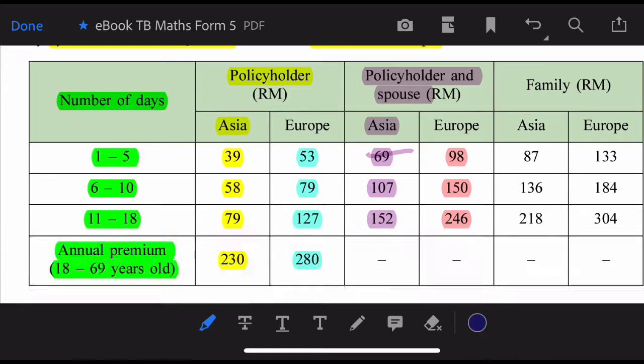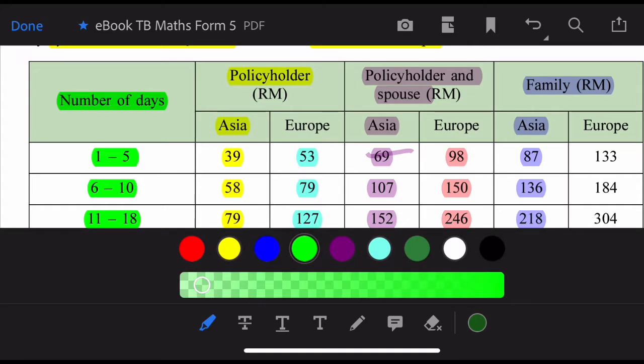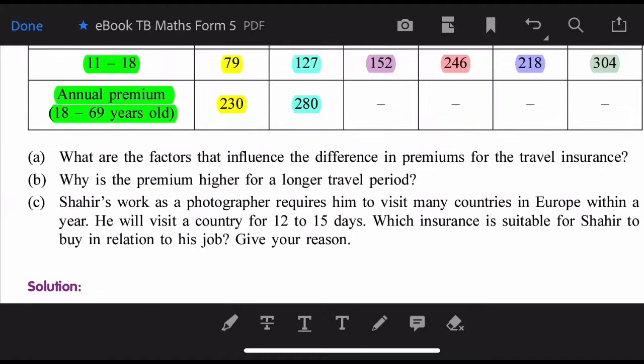For family in Asia, it is 87 for 1 to 5 days, 136 for 6 to 10 days, and 218 for 11 to 18 days. And for Europe, the price will be a little bit more expensive, as you can see: 133, 184, and 304. For the annual premium, 18 to 69 years old, we don't have it for family, and also not for policyholder and spouse. All right, so let's study the question.